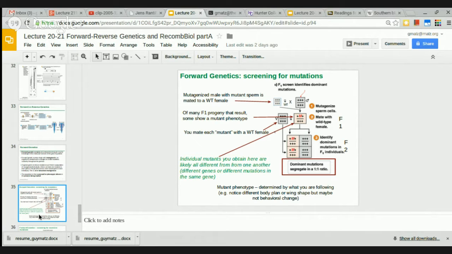Thing to realize is that what counts as a mutant phenotype is really determined by what you're following. So, for example, if you're looking to see if there are big differences in the body plan, you'll see that; wing shape, you'll see that; eye color, you'll see that. But say what you've mutated is a gene that affects a behavior. We talked about the circadian clock in the flies. Mutants in that gene, you see a mutant phenotype. That's what we mean by dominant.